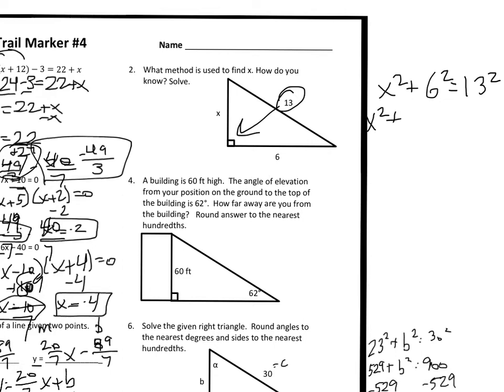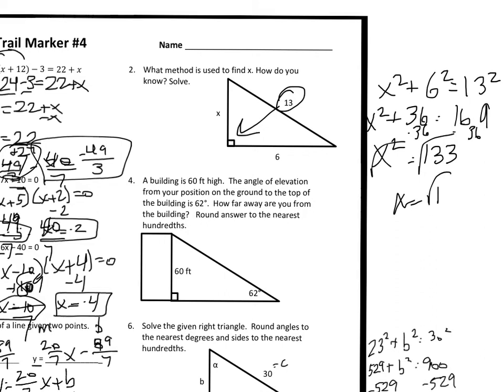X squared plus 36 equals 169. I'm going to subtract 36 from both sides to get the x squared by itself. 169 minus 30 is 139, minus 6 more is 133. And then square root both sides, and I get x equals the square root of 133. It's got to be positive, not plus or minus, because it's a side length.